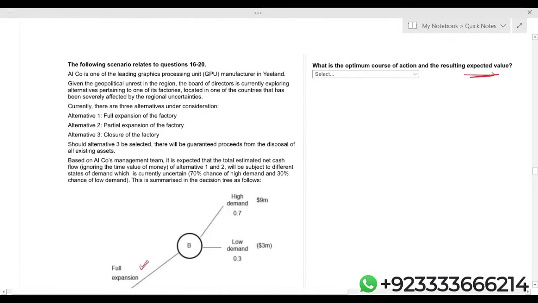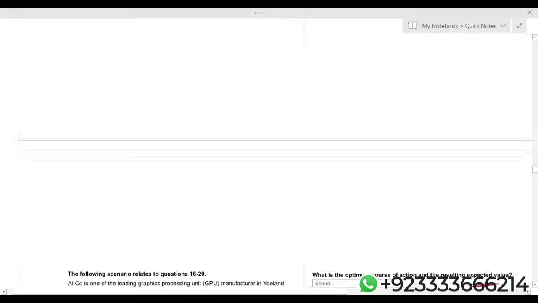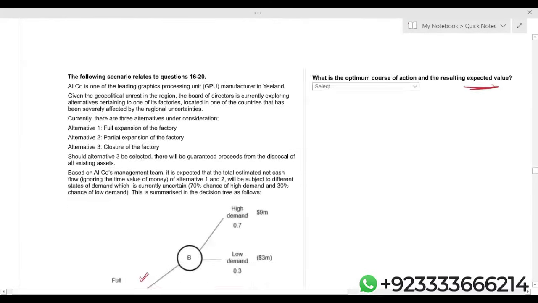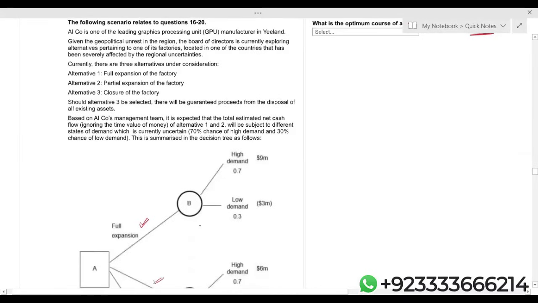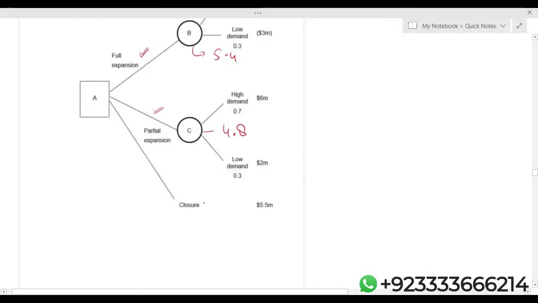Currently, there are 3 alternatives. Alternative 1, full expansion of the factory. B, partial expansion. So they have just given us the outcomes. It means full expansion means at point B, we were getting how much? 5.4. So in case of full expansion, we will generate expected value of 5.4. Partial expansion will generate 4.8. And in case of closure, actually we are generating 5.5.